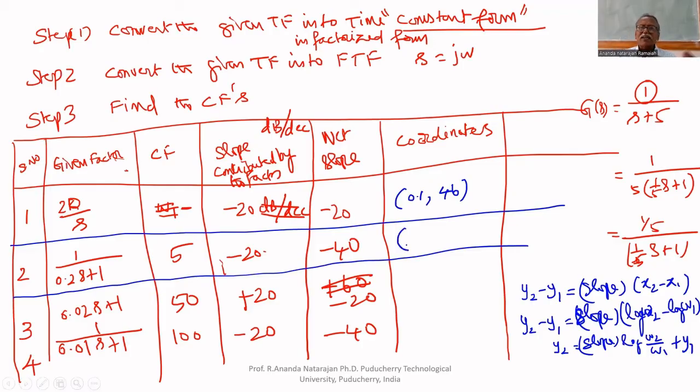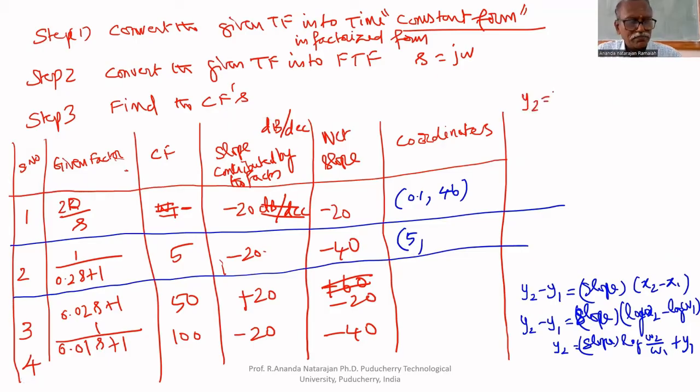Where do we have to find the coordinates? At corner frequency 5, we have to find. Therefore, we know the x coordinate. Only thing is we have to find the y coordinate. What is the formula? y2 equal to slope. What is the slope for this? Because after corner frequency 5 only it becomes 40. After the corner frequency only it becomes 40. Up to the corner frequency it is 0 slope. That's why whatever the previous factor slope is, only it will contribute. That's why minus 20.